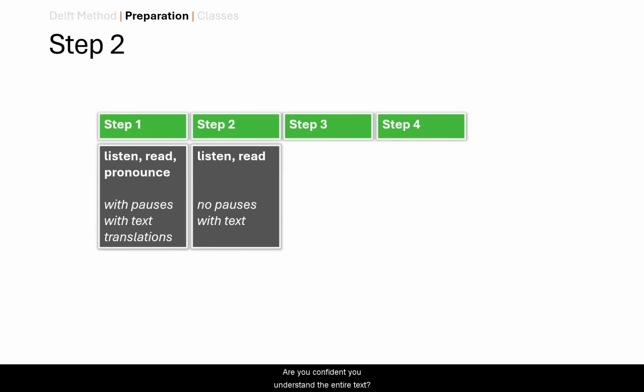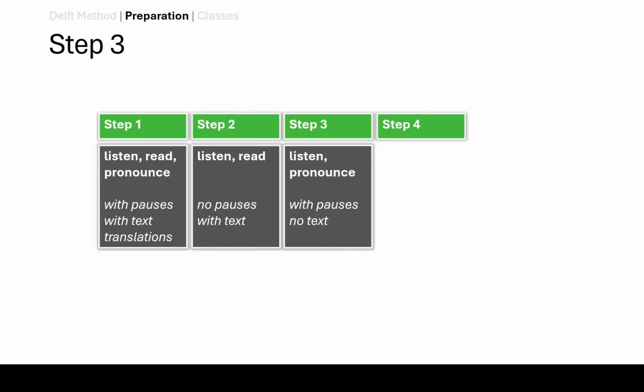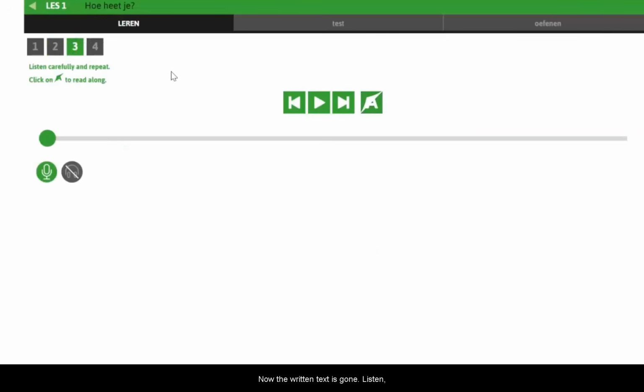Are you confident you understand the entire text? If yes, then proceed to step 3. Now the written text is gone. Listen and after each pause, repeat the sentences out loud.